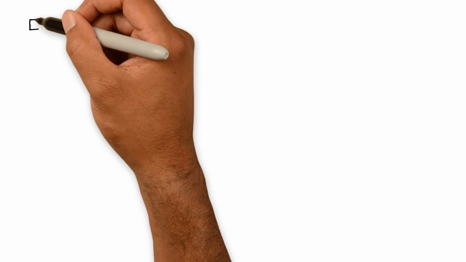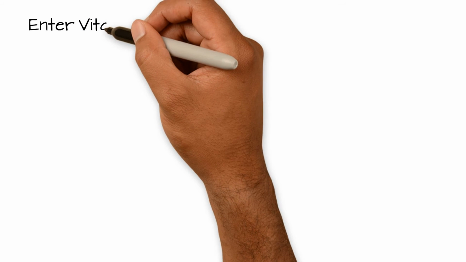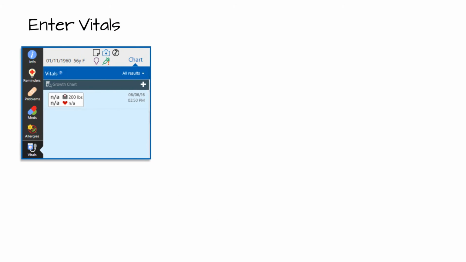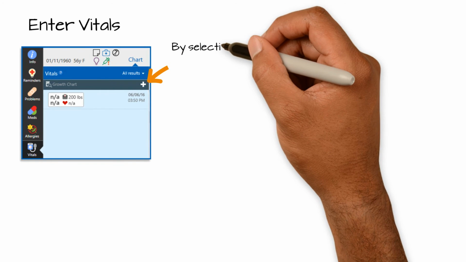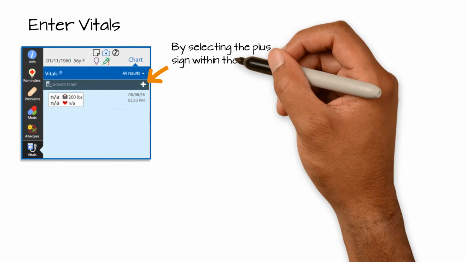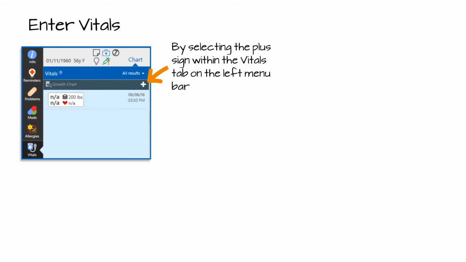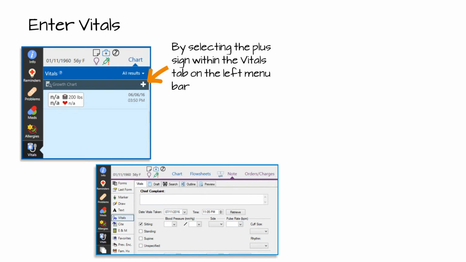Patient vitals can also serve as a trigger for health reminders. Vitals can be recorded from within the Vitals button in the patient's chart. More commonly, vitals are entered via the Vitals module in the encounter note itself. Ensure to enter all applicable vitals.